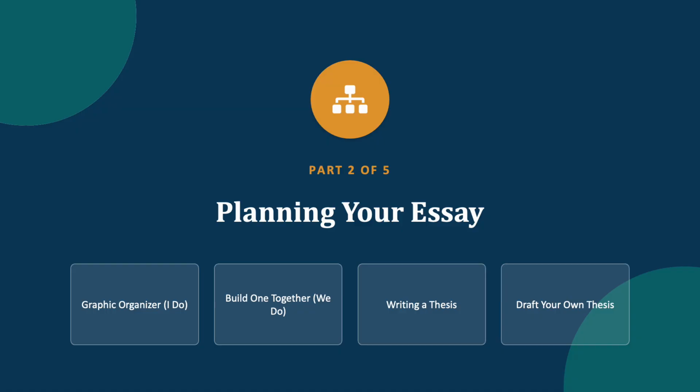Now we're moving from reading to planning. Remember what we did with the workplace stress topic? We didn't immediately start writing paragraphs. First, we created a plan. Planning saves time because you know what you want to say before you begin writing complete sentences.